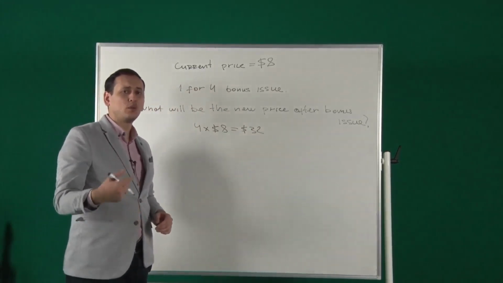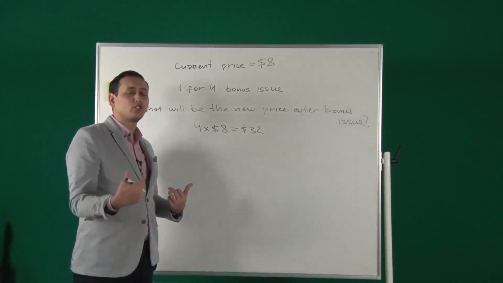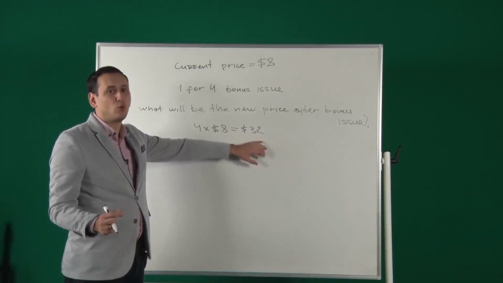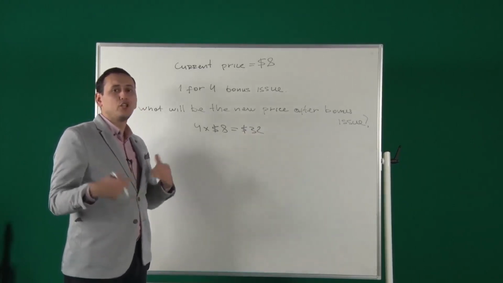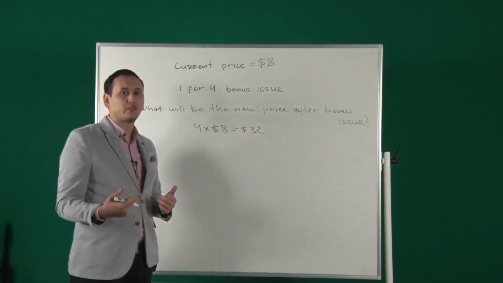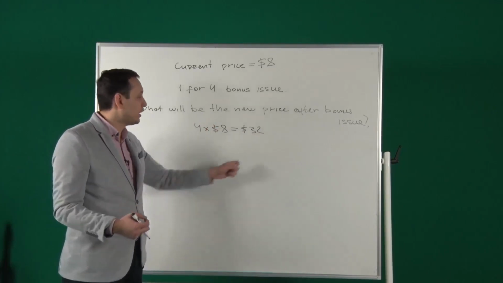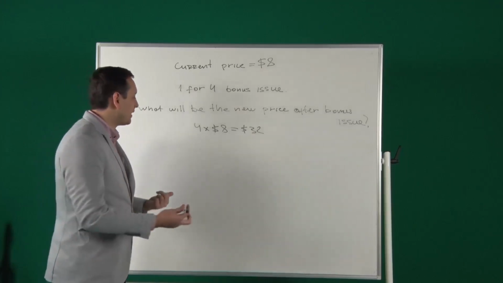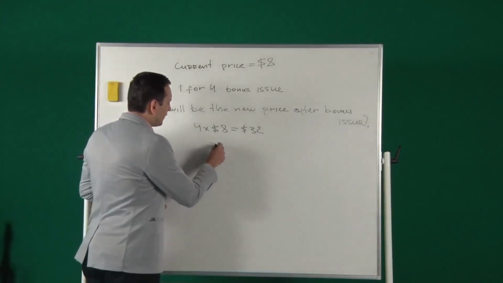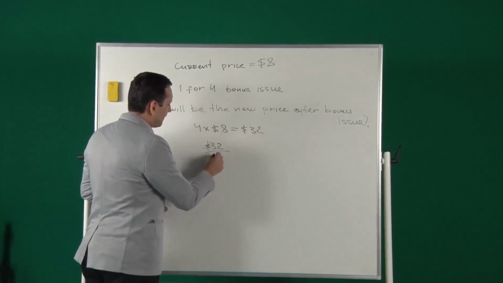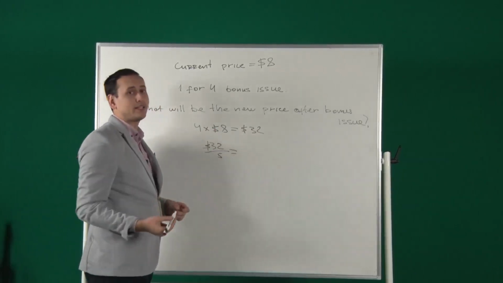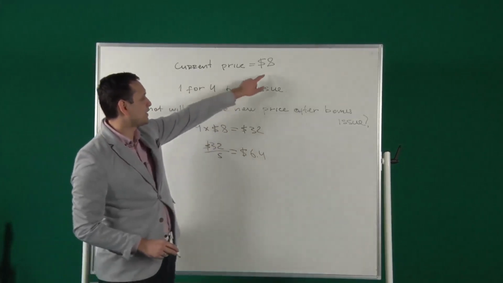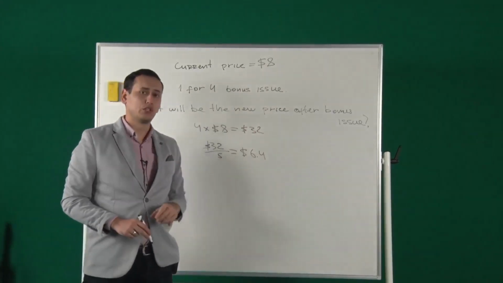Now the company is adding one more stock for you. That means by adding a stock to you, the valuation of the company is not changing, meaning the value of the company will be the same, or the value of the stocks that you own will be the same, but you will have more stocks. So in order to find the new price of a stock after the bonus issue, you have to divide the value of your stocks by the new number of stocks you own. That means 4 plus 1, so $32 divided by 5 stocks, and the new price of a stock will be $6.4. So the price of the stock will go down from $8 to $6.4.